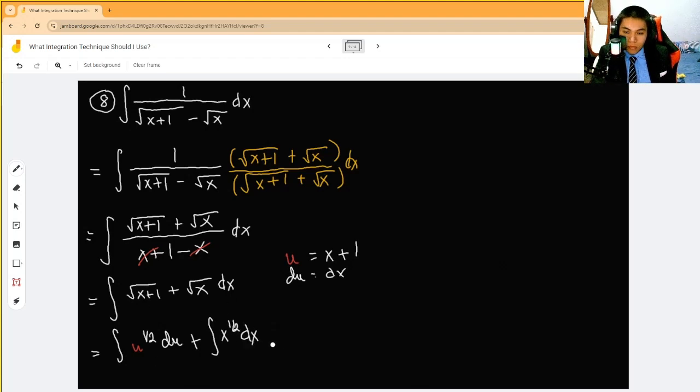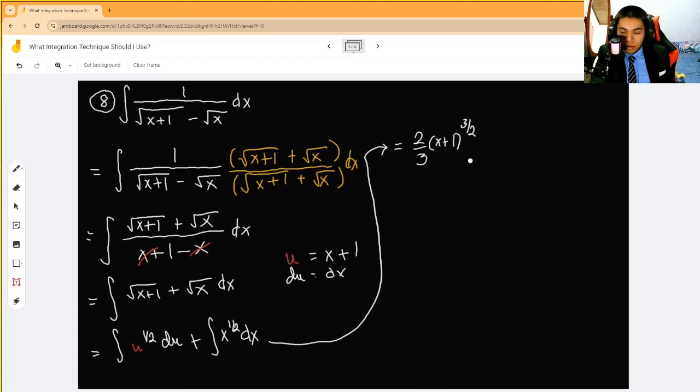Okay, now evaluating this, since we're adding 1/2 plus 1, that's 3/2, and then you just simply put the reciprocal of that to the front. So we actually have two thirds of u, which is x plus 1, raised to 3/2, plus 2/3 of x raised to 3/2, plus c.